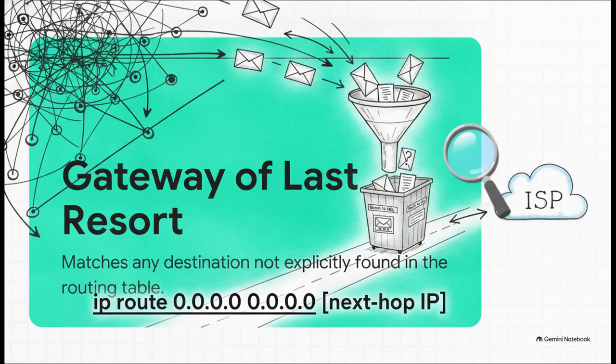You can kind of think of this gateway like a corporate mailroom's return to sender bin. It basically catches every single envelope that has an unknown address. So instead of just dropping the packet, the router forwards it onto the ISP, basically trusting that the internet knows what to do with it.